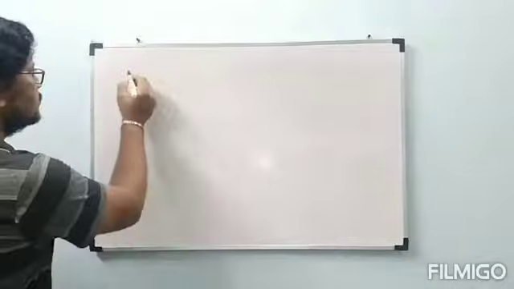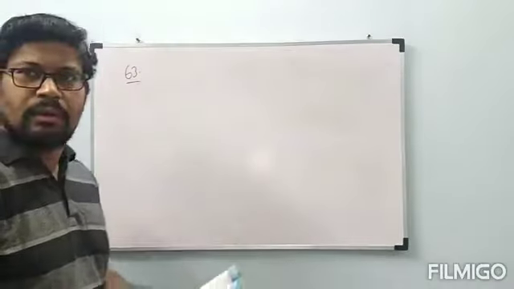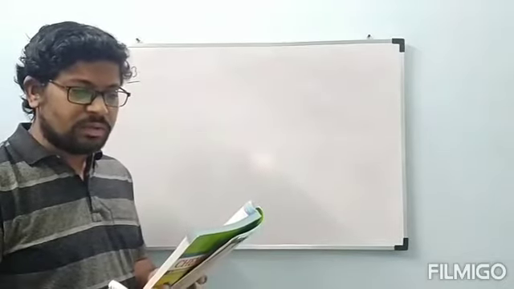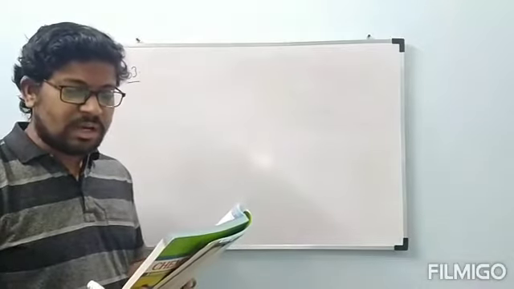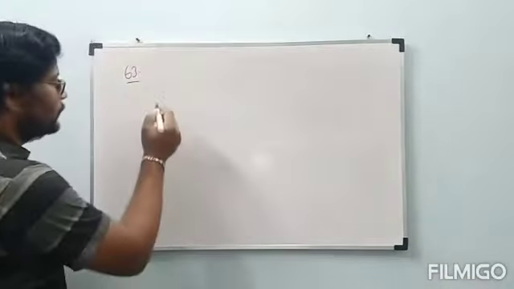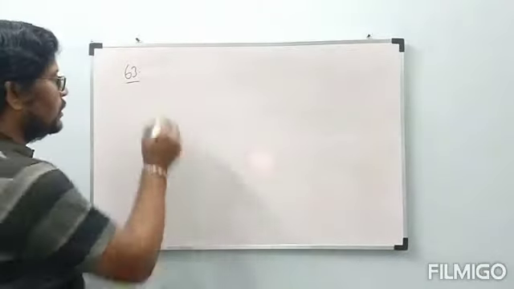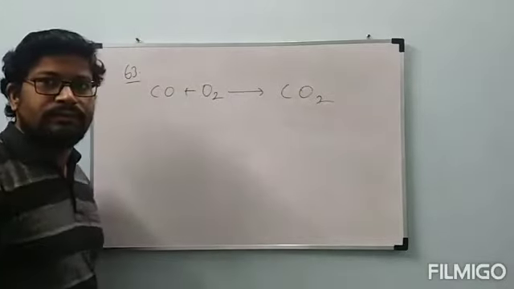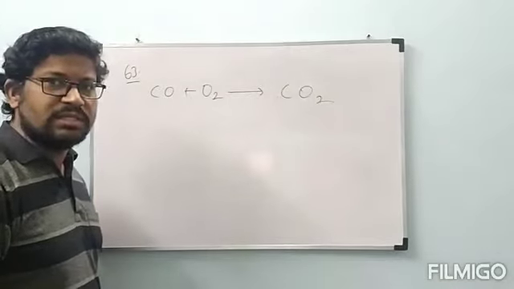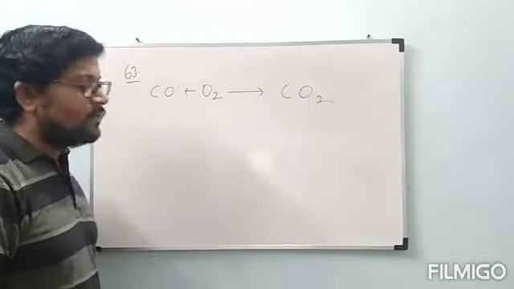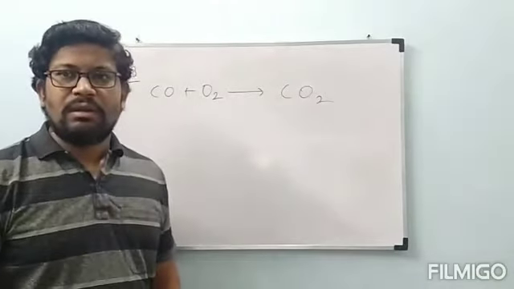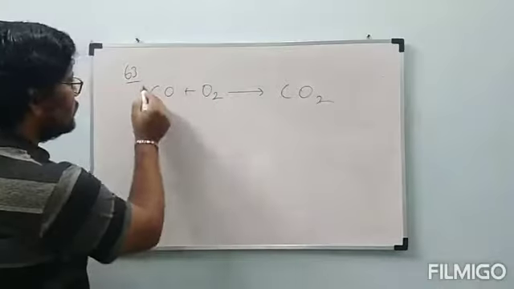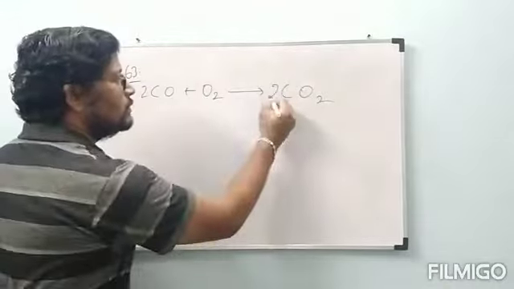Start with the 63rd one. The volume of CO2 formed when 1 liter of O2 reacted with 2 liters of CO under the same condition is. Now, what is the question they asked? CO plus O2 gives rise to CO2. Balancing of the reaction is very important in stoichiometry, because we can do stoichiometric calculations with the balanced equation only. So 2CO plus O2 gives rise to 2CO2.